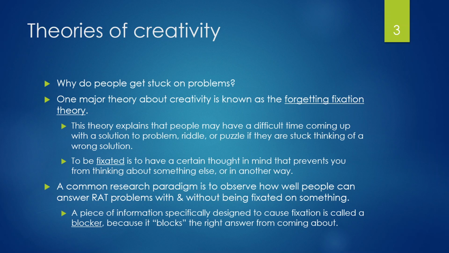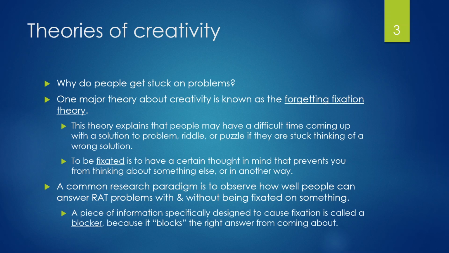So a common research paradigm is to observe how well people can answer RAT problems with and without being fixated on something. Forgetting fixation theory is that people are able to solve problems as long as they are able to forget the things they're fixated on, and we can artificially make people fixate on things by giving them wrong answers to things. For example, a piece of information that is specifically designed to cause fixation is called a blocker, because what it does is it blocks the right answer from coming to mind.